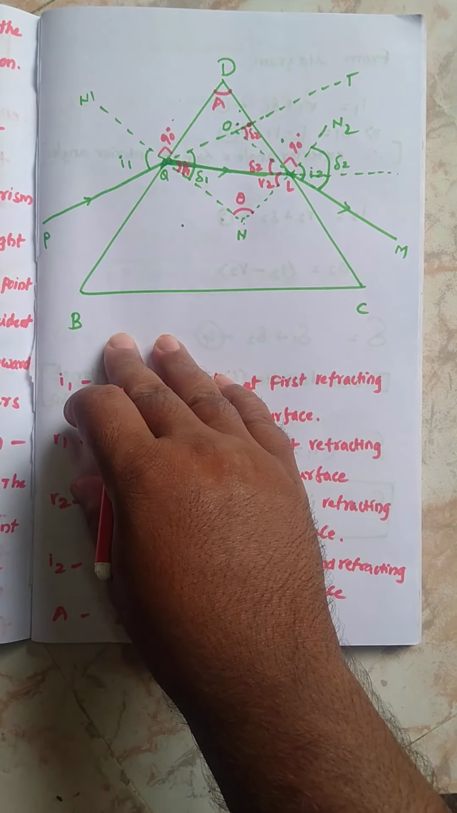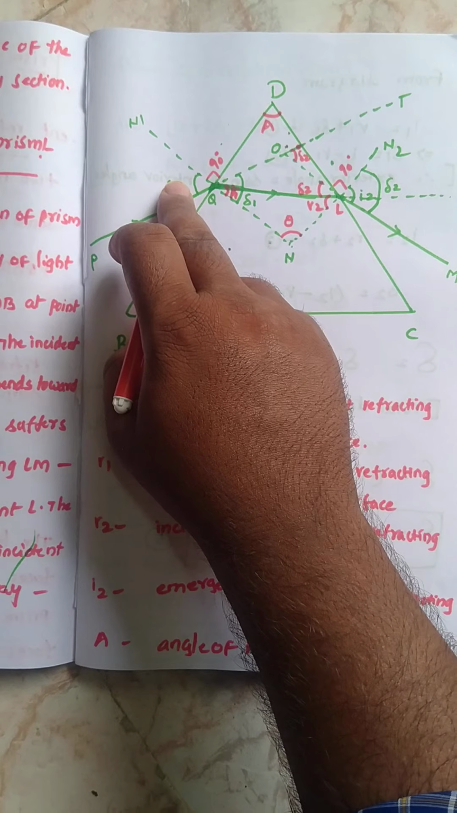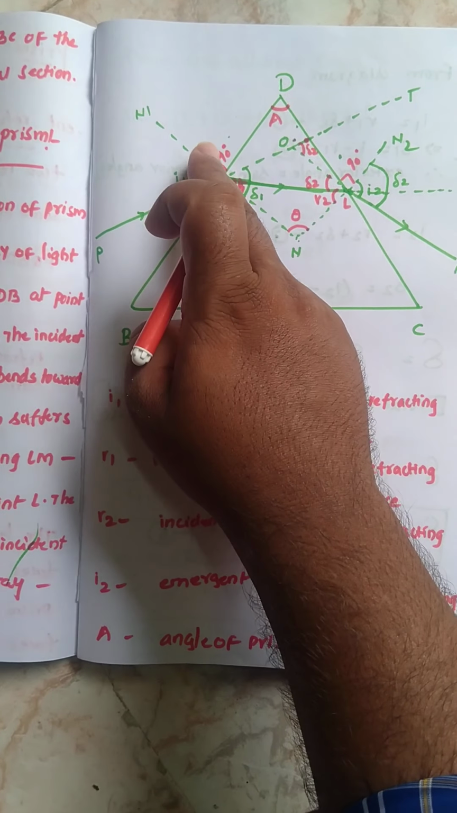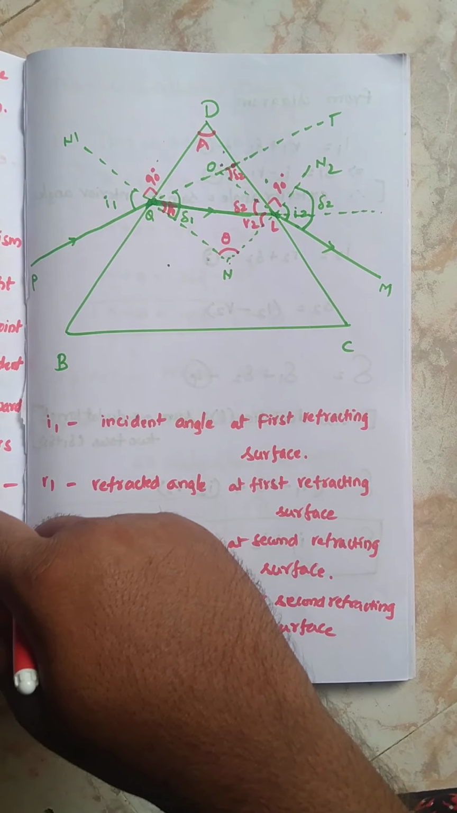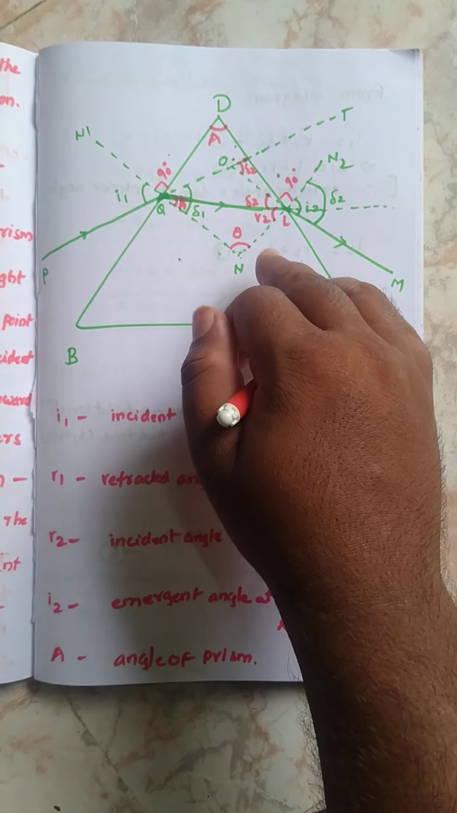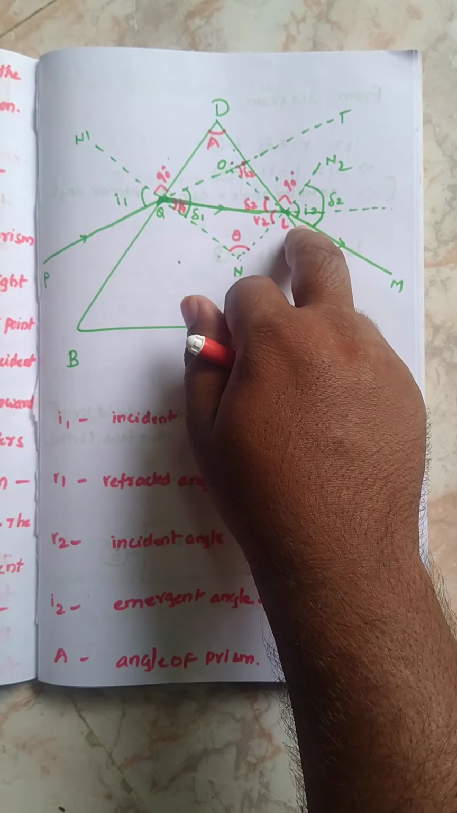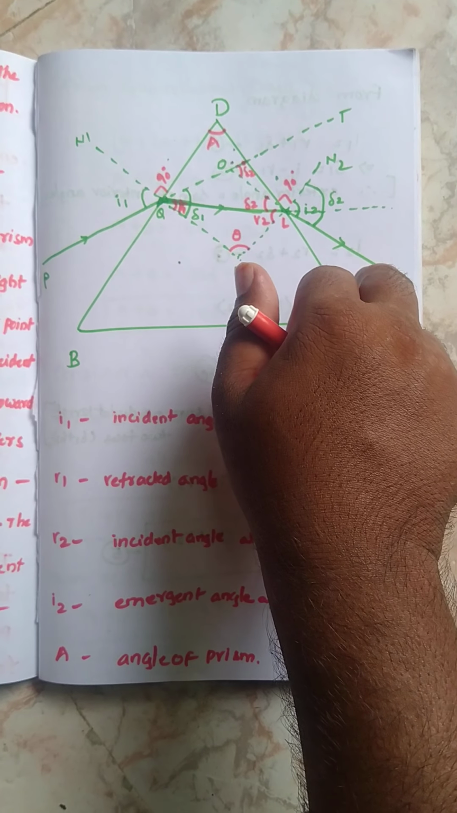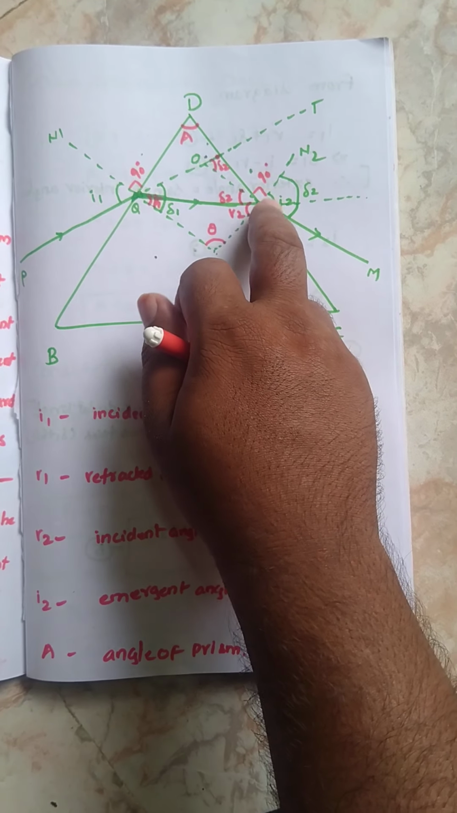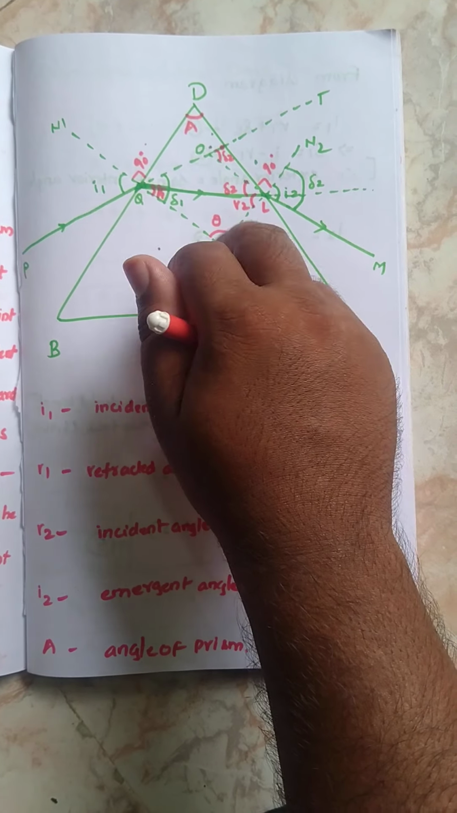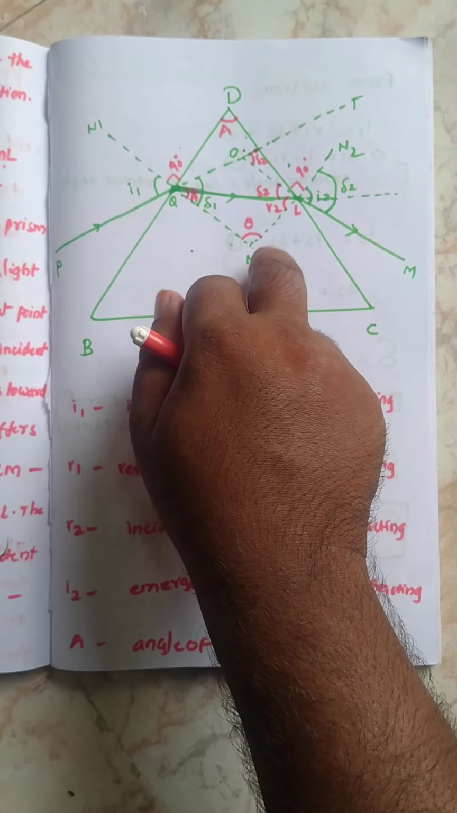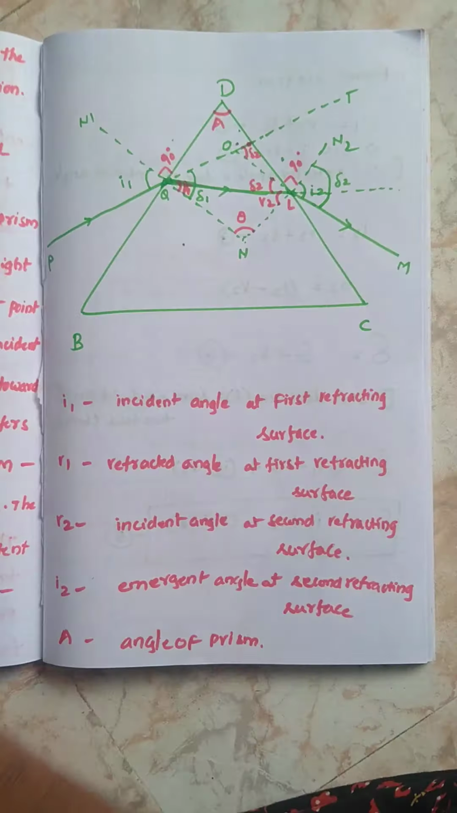And see what happened here. I1 is nothing but the angle made by the incident light ray with the normal. It is the angle of incidence. And where is I2? See here, the angle made by the refracted light ray, which is actually the emergent light ray, and the normal is known as the angle of emergence. For the second face it is the angle of emergence. Already told, for the outgoing ray we call it the emergent light ray.